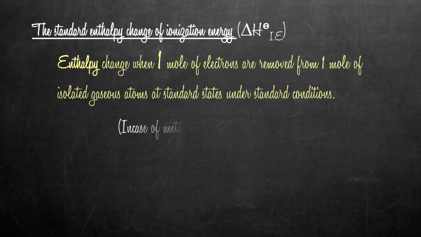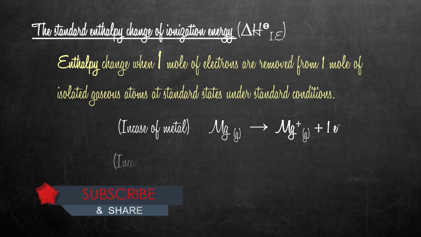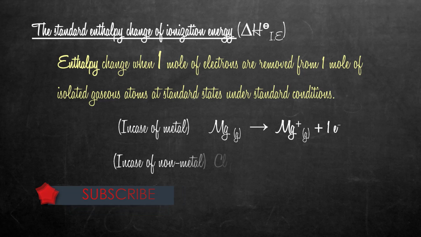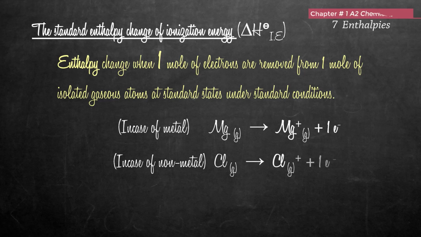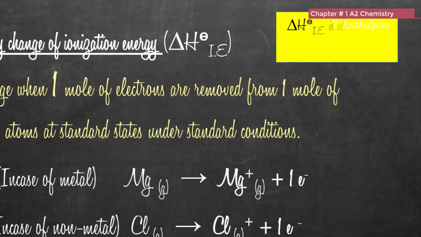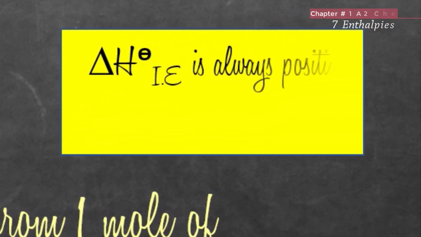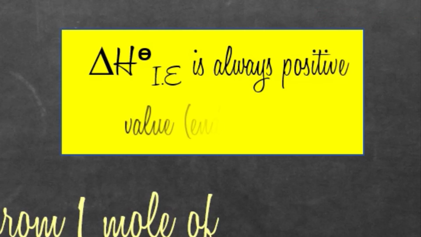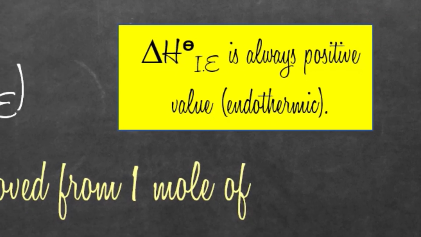If 1 mole of electron is removed from 1 mole of chlorine atom, then once again there is the formation of Cl positive ion and there is removal of 1 electron. So this energy required to remove 1 mole of electron from the chlorine atom is known as its first ionization energy. First ionization energy, or simply ionization energy, is positive. This is also an endothermic process.